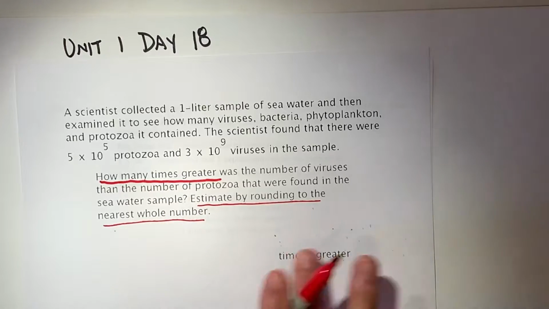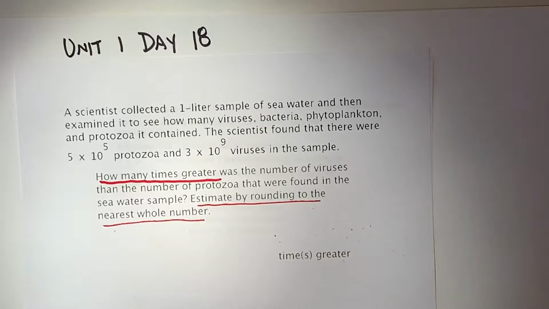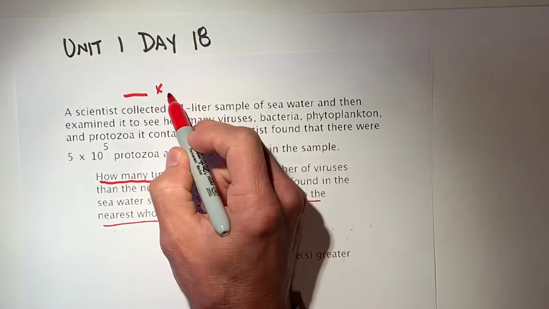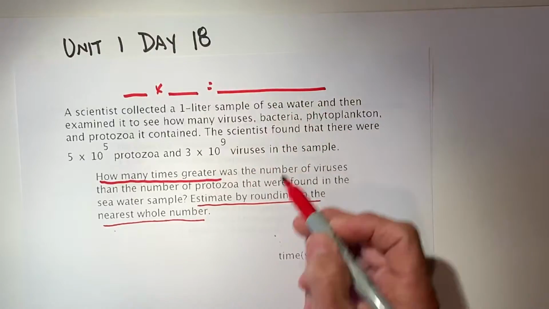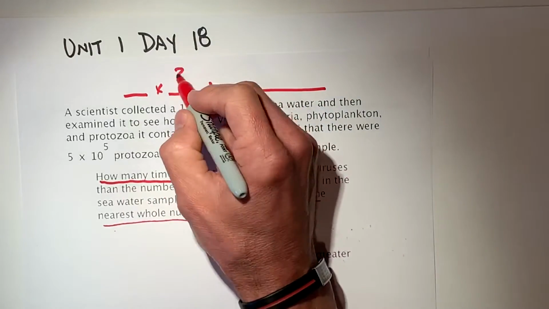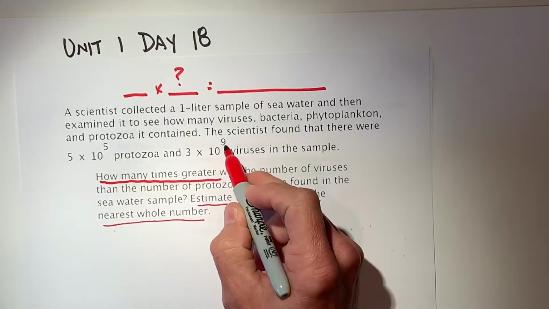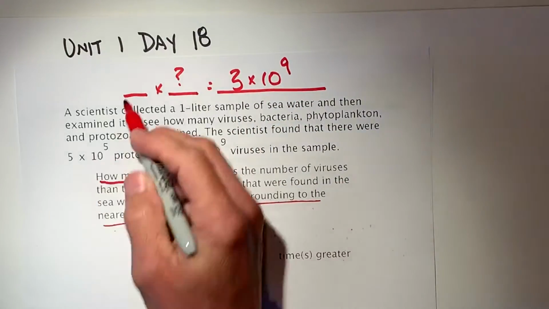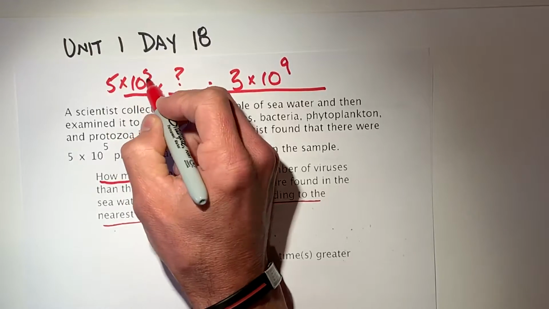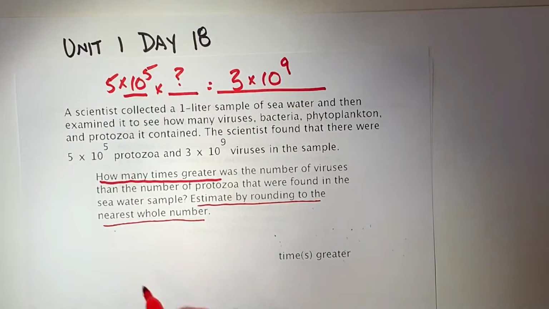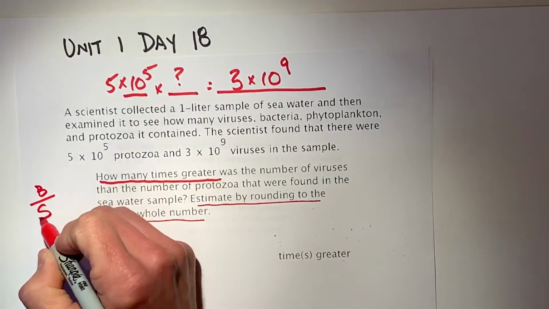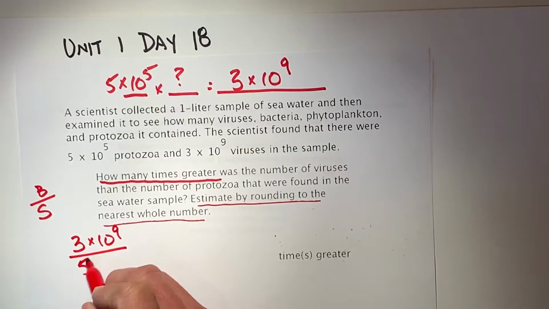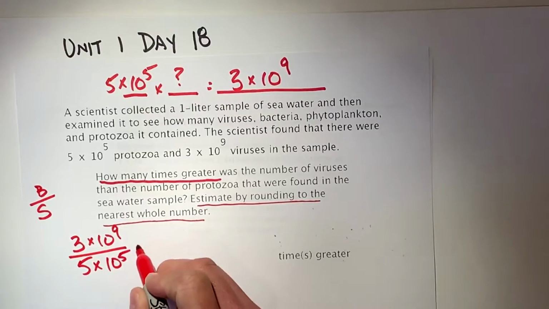So this one does not want scientific notation. But that doesn't change how the setup occurs. So it's small times the number of times is the big. How many times greater is my question mark. The bigger exponent goes in the big space. The smaller exponent goes in the small space. Sounds like my neighbor's cutting the lawn. And we're going to go big divided by small. So 3 times 10 to the 9th divided by 5 times 10 to the 5th.